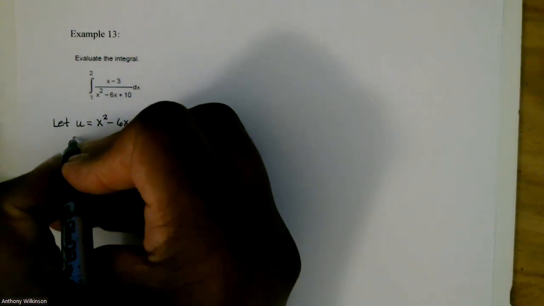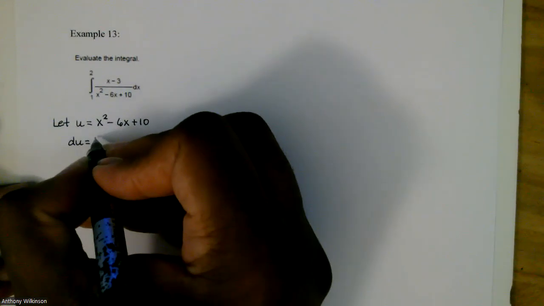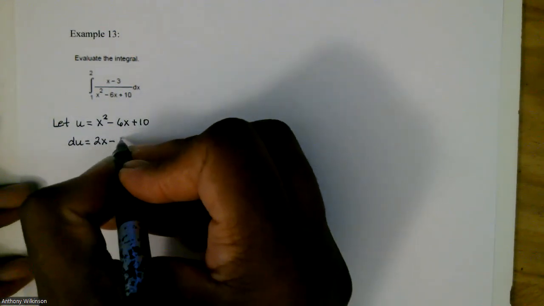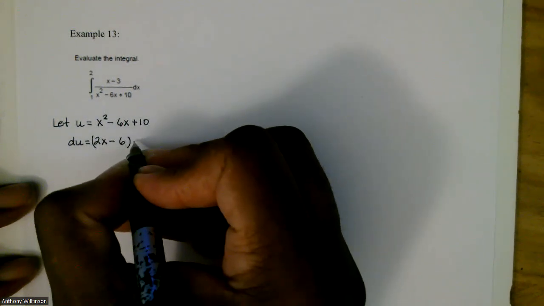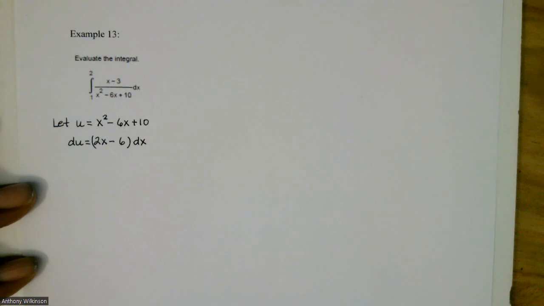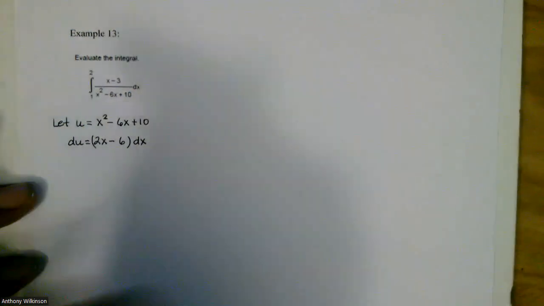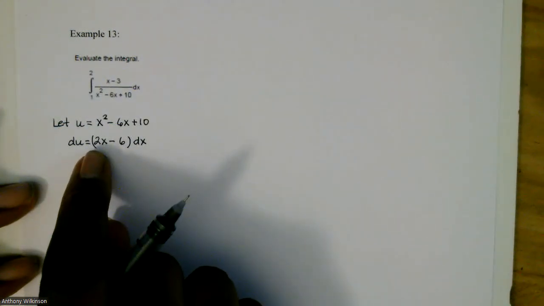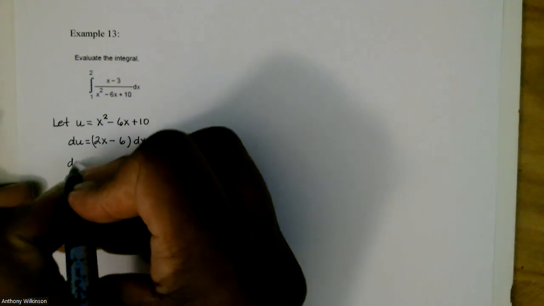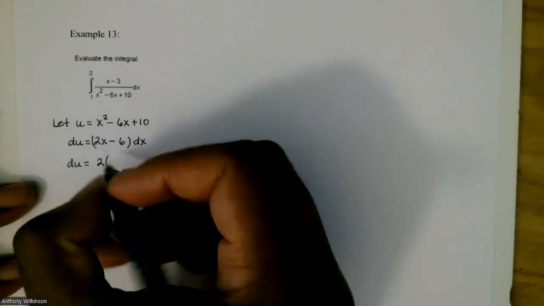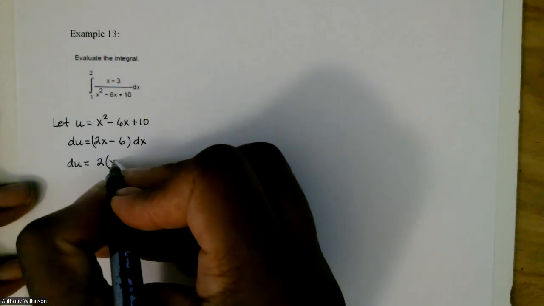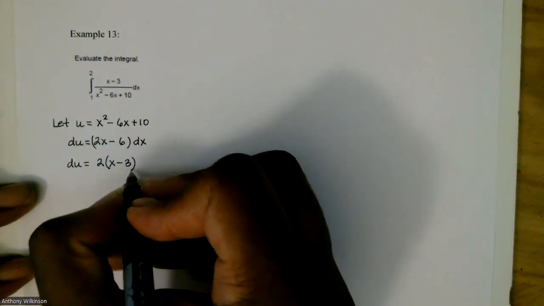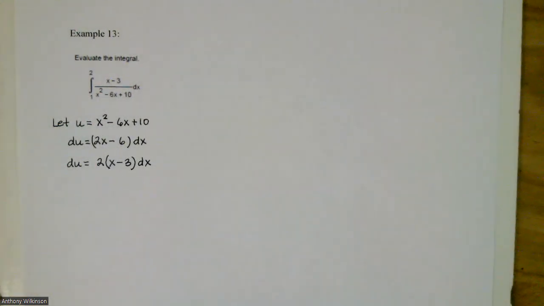That would mean du is equal to this. The derivative of x squared is 2x minus the derivative of 6x is 6. So it'll be du equaling 2x minus 6 dx. Well, you don't see 2x minus 6 up there in that original problem, but let's do this. 2x minus 6 has a common factor of 2. So if I was to factor out a 2 in du, that would mean 2x divided by 2 would be just x, minus 6 divided by 2 is 3. So I can write that du as 2 times the quantity x minus 3 dx.